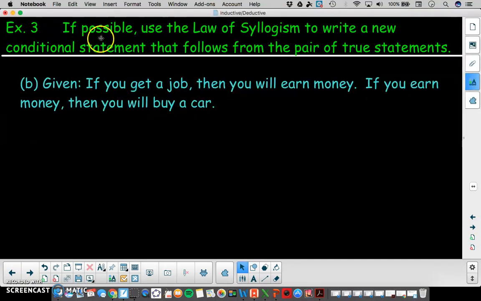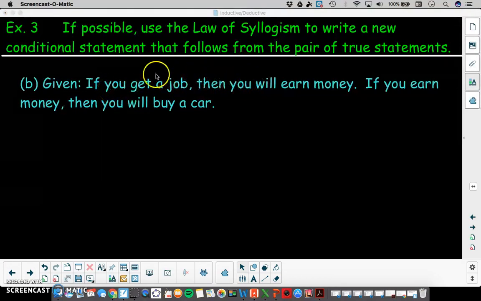Here we're going to try and use the law of syllogism. If you get a job, then you will earn money. If you earn money, then you will buy a car. Remember, the law of syllogism is if P implies Q, Q implies R, then we can get rid of the middleman and say P implies R.